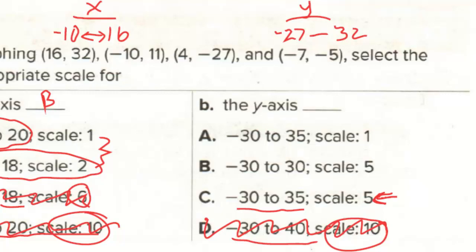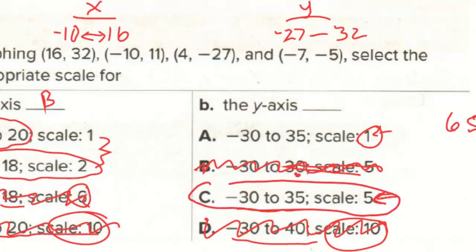B, negative 30 to 30. Well, this 30 isn't going to be high enough, so that's not going to work at all, regardless of what the scale is. The other one is negative 30 to 35, which is just like C, but with a scale of 1. Now we're going from negative 30 to 35. That's a total of 65 units, so a scale of 1 might be too small in that context. So I'm going to go with choice C here.